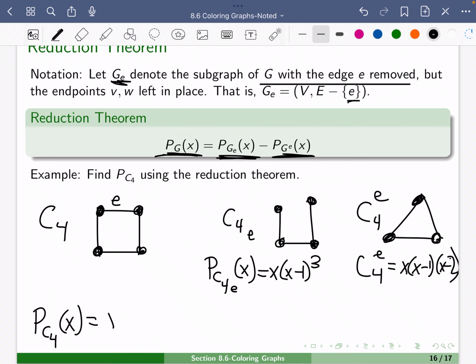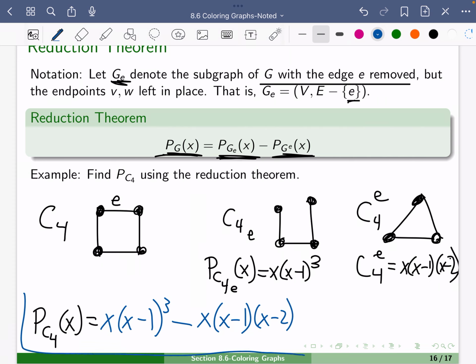And so if we wanted to know what is our chromatic polynomial for C4 itself, it's going to be x times (x minus 1) to the third, minus x times (x minus 1) times (x minus 2). So that is our chromatic polynomial for C4, and we can find that using this reduction theorem.